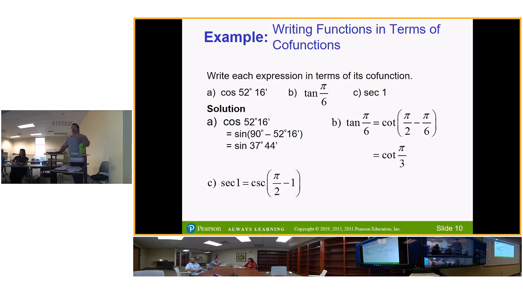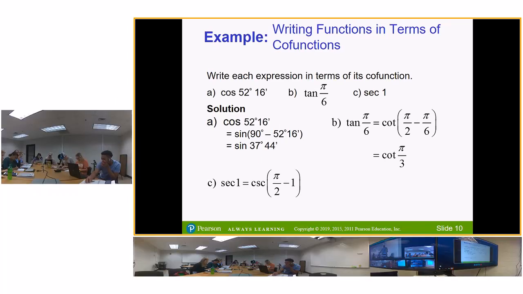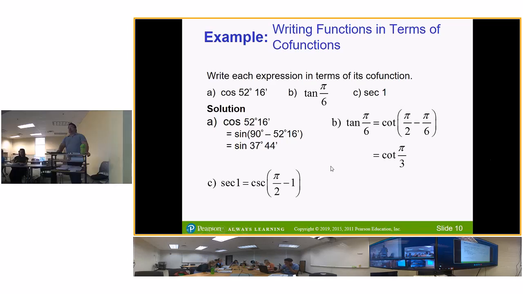Say again? Somebody got a question? No. Oh, y'all are just communicating with each other. Okay, that's fine. I guess some communication is better than none. All right.